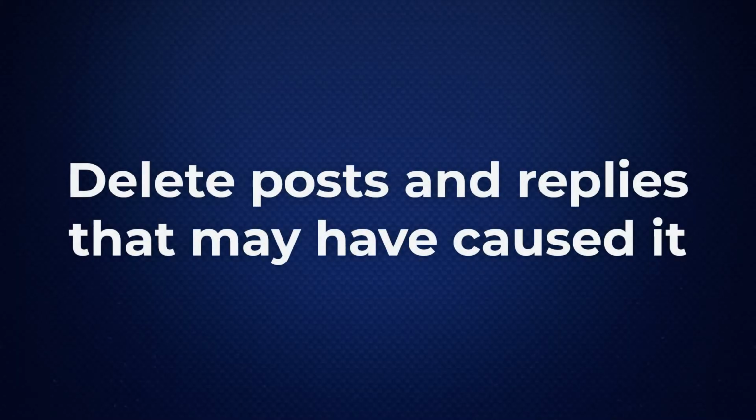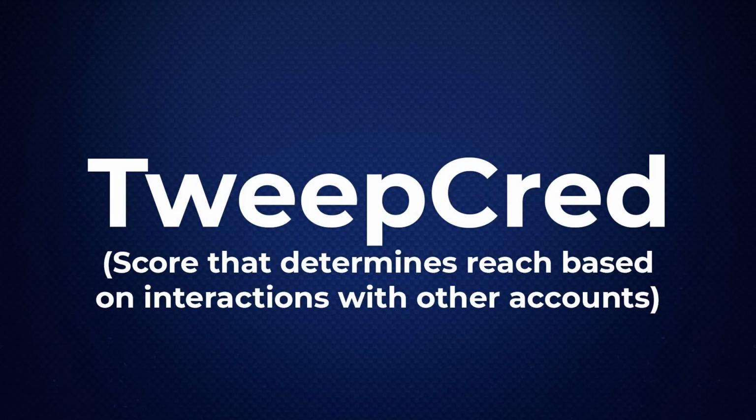Then, to fix the shadow ban, you need to clean up your account by deleting posts and replies that may have caused it. Shadow bans are usually caused by having low tweet cred, which means you interacted with or posted low quality content. By cleaning up your account, you will raise your tweet cred score and remove the shadow ban.